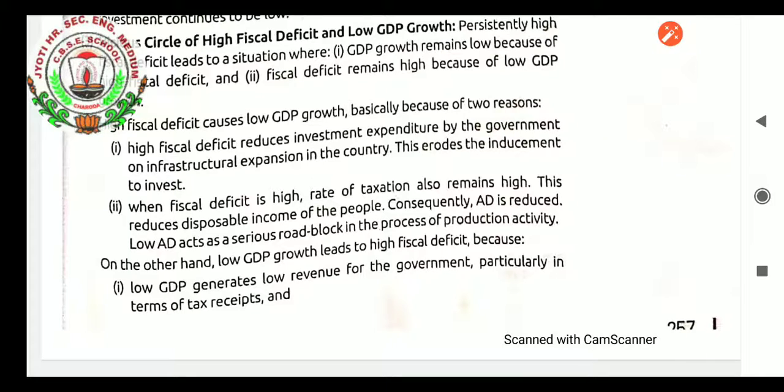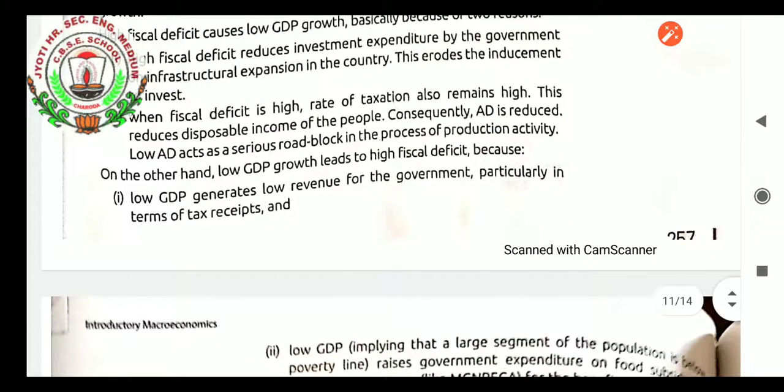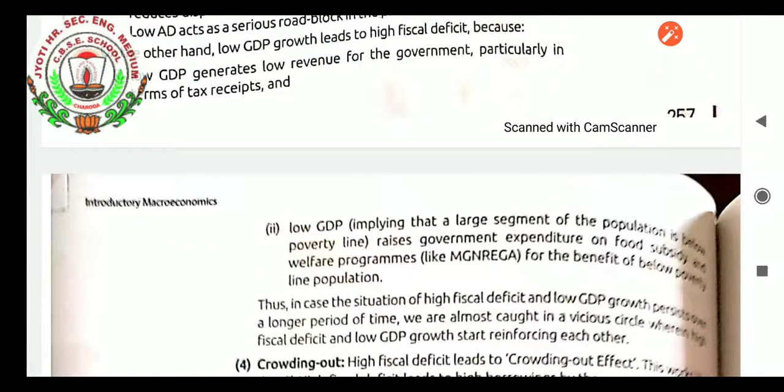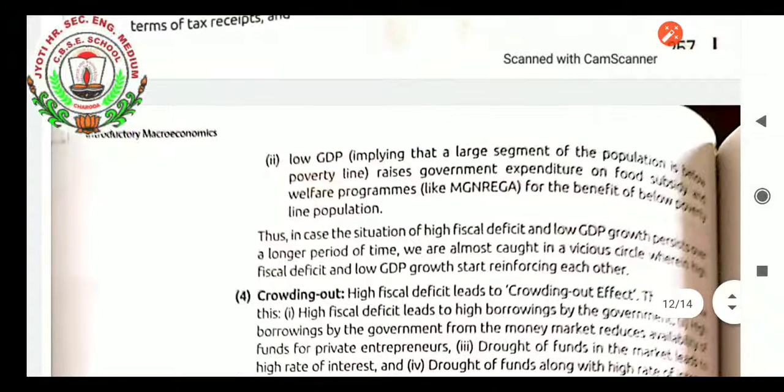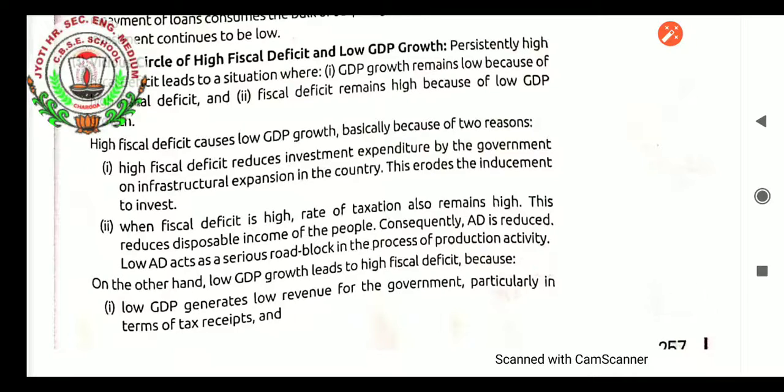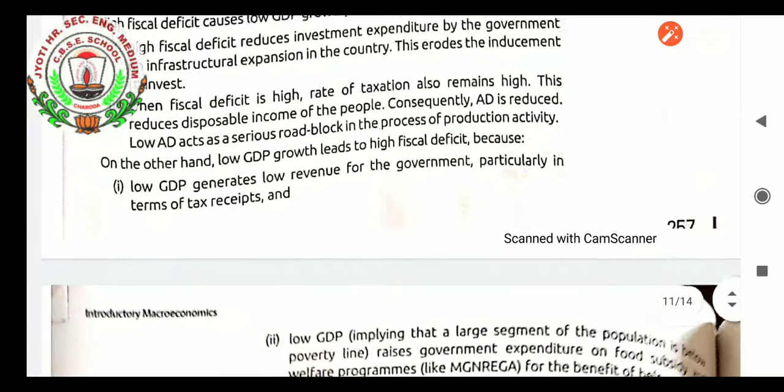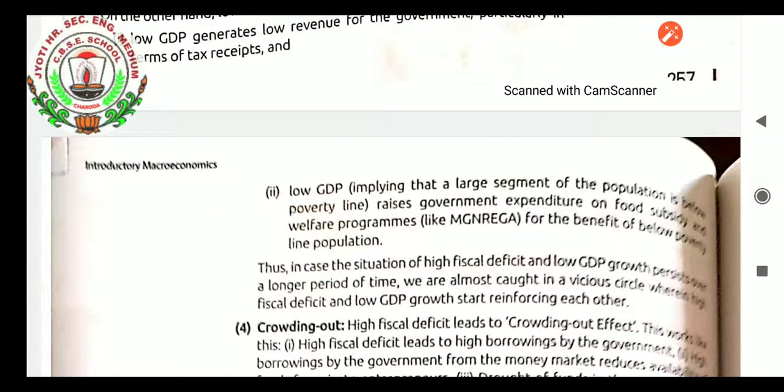On the other hand, low GDP growth leads to high fiscal deficit because low GDP generates low revenue for the government, particularly in terms of tax receipts, and low GDP implies that a large segment of the population is below the poverty line. Below the poverty line, not between. This raises government expenditure on food subsidy and welfare programs like MNREGA, etc., for the benefit of the below poverty line population. So low GDP is not good for the country, not good for society, because low GDP implies underdevelopment of the nation. Development is stagnating, and that will be shown. So that is not to be shown.